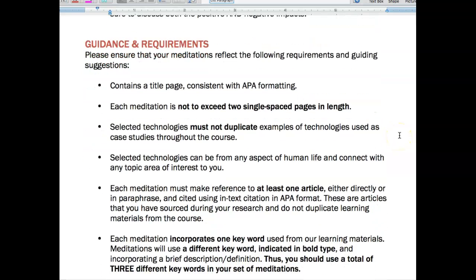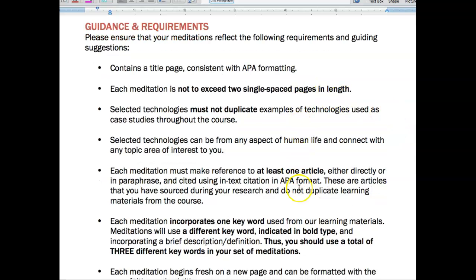There are some guidance and requirements. I've listed them here. And of course, anything that's in bold is pretty important. So let's take a quick peek on how these requirements shape what it is that you're going to be writing in your meditations. So of course, always and forever, or at least until you're told otherwise, your assignments should contain a title page that is consistent with APA formatting.